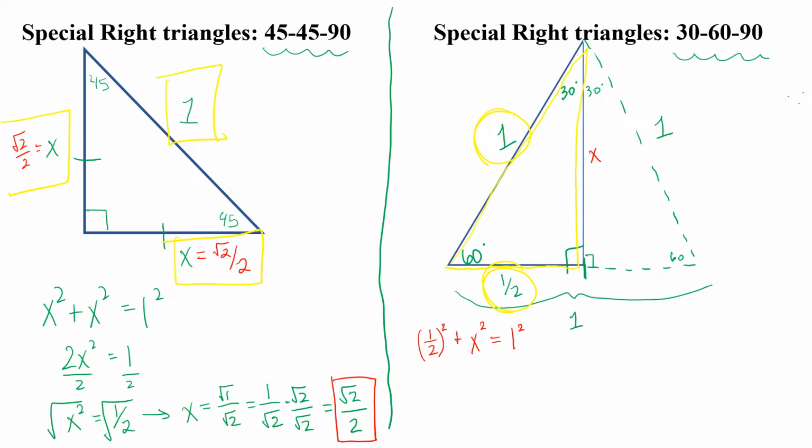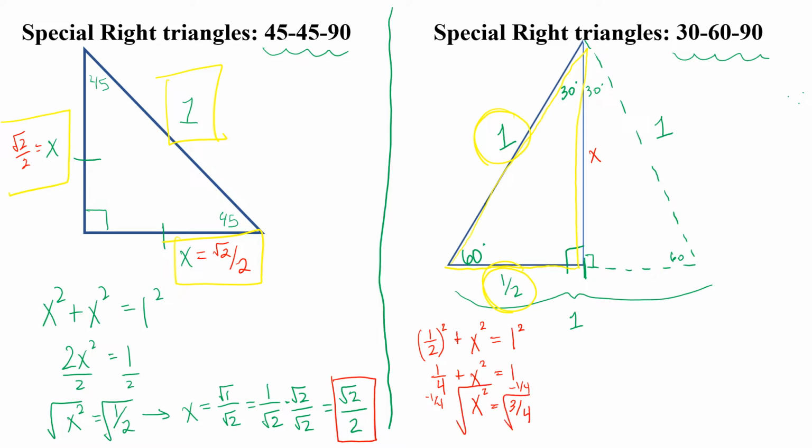So if I simplify this, I've got 1/4 plus x squared equals 1 squared, which is 1. Let's isolate our x. So x squared equals 1 minus 1/4. Got to subtract a 1/4 on both sides. 1 minus 1/4 is equal to 3/4. And now I need to take the square root of both sides.